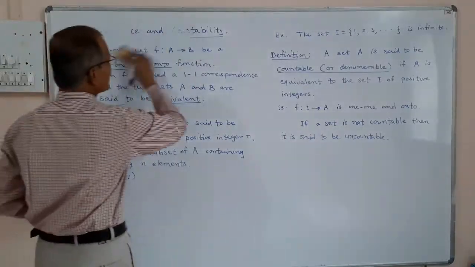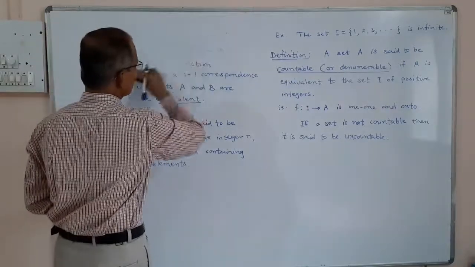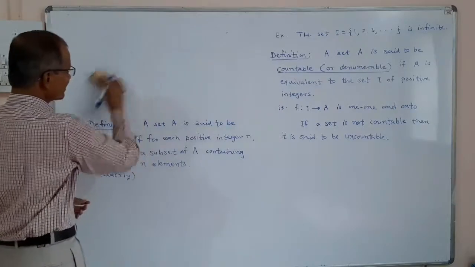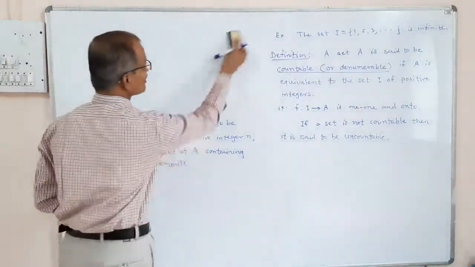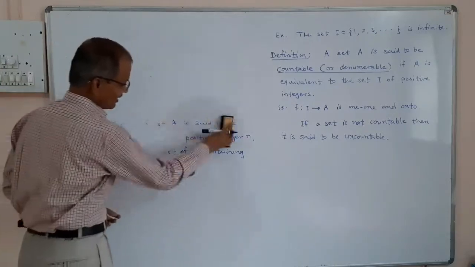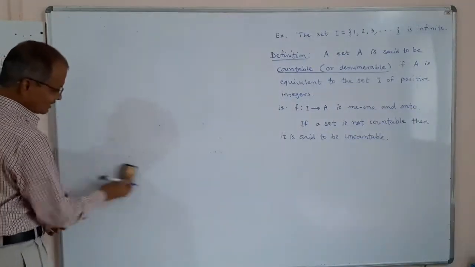Now we will consider an example here. Whether the set of positive integers is countable? Yes, because the function will be one-to-one and onto, and then it is countable. The set of positive integers is countable.